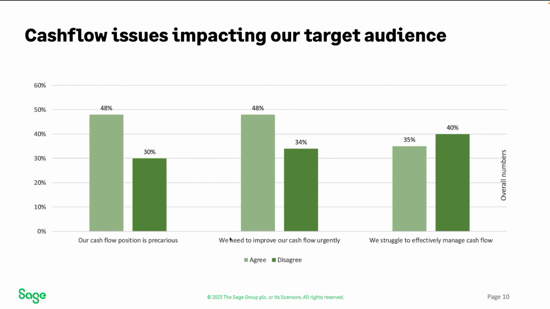But when we look at the issue of cash flow, I suppose, at the moment, 48% would describe their cash position as precarious. 48% would also say that they need to improve cash flow urgently, and 35% of businesses are saying that they're struggling to manage cash flow effectively.